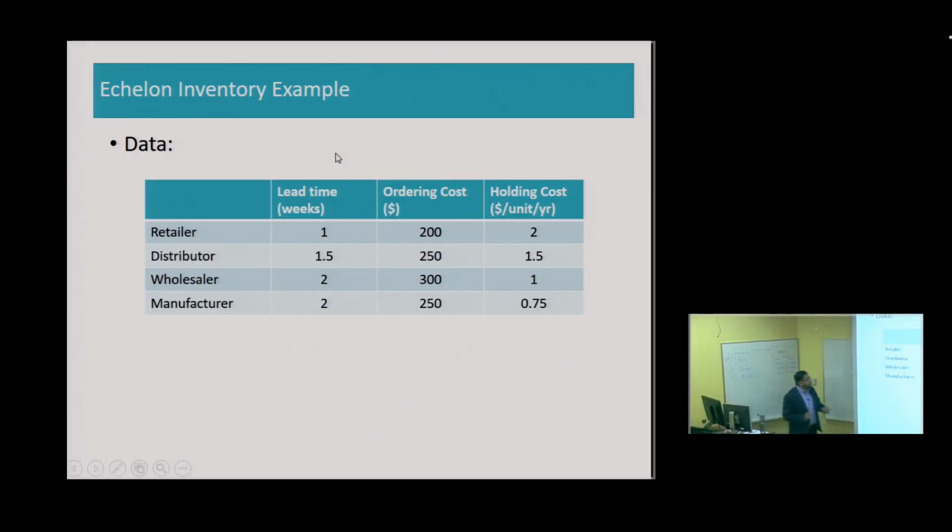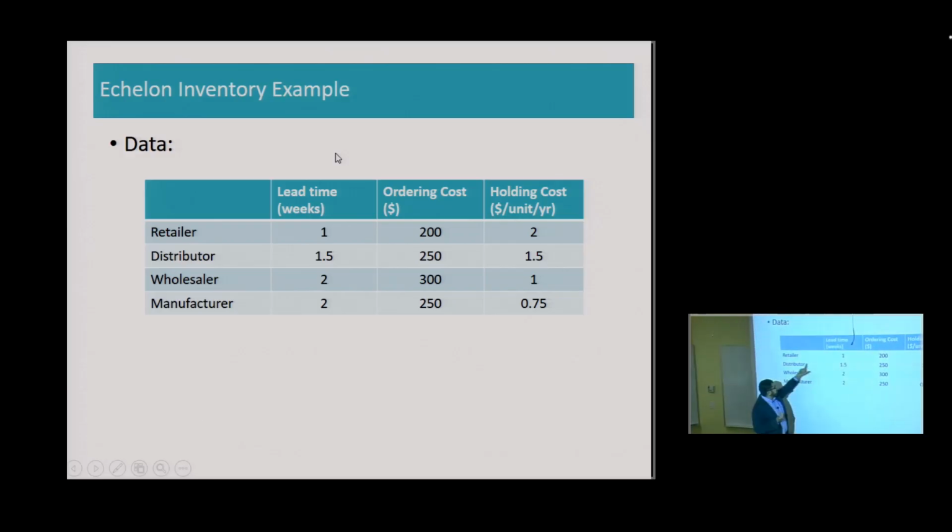Okay. So the retailer, when they order replenishment from the distributor, the lead time is 1 week. For the distributor to get it from the wholesaler, so actually it's a 4-stage supply chain, is 1.5 weeks. Wholesaler to manufacturer is 2 weeks. Manufacturer to their suppliers is 2 weeks. Those are the lead times in the supply chain. Okay. And then we have the holding cost.